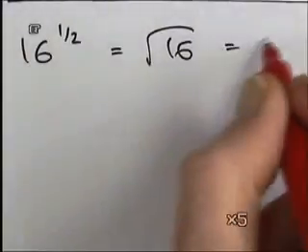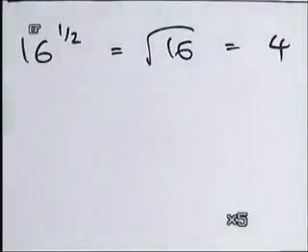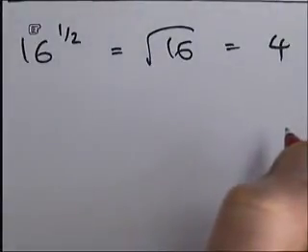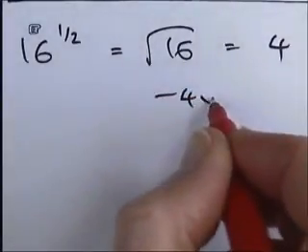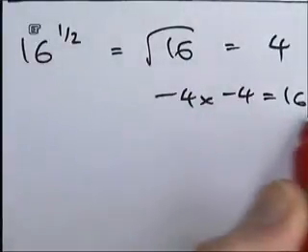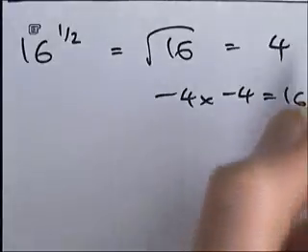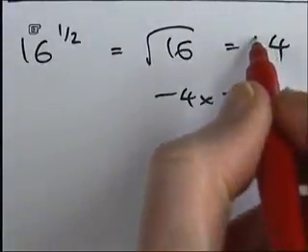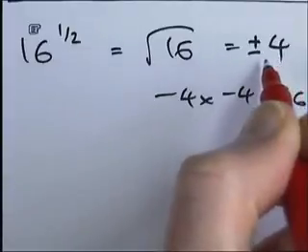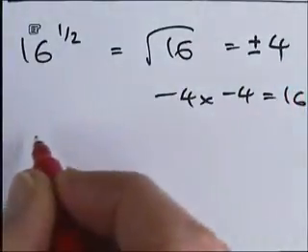Square root of 16 is 4. If you're doing higher level, you need to remember it's not just 4, it could also be minus 4, because minus 4 times minus 4 will also give you 16, because minus times a minus makes a plus. So it's 4 or it's minus 4. We write that down using this plus or minus symbol here. That means plus 4 and minus 4.